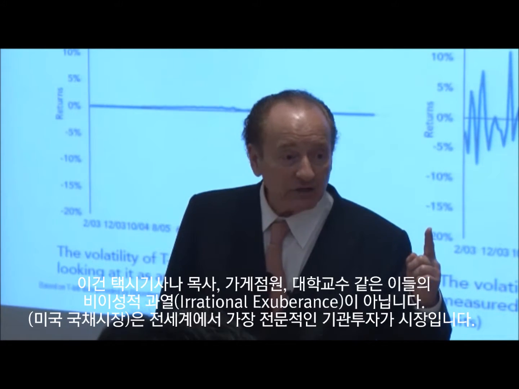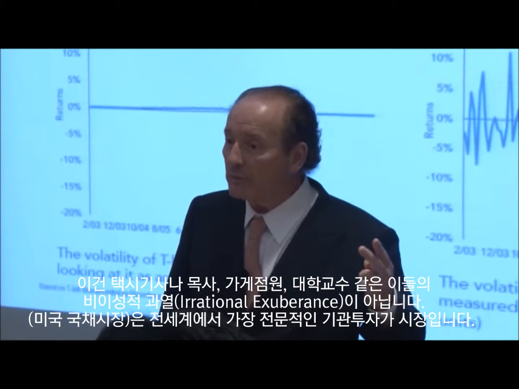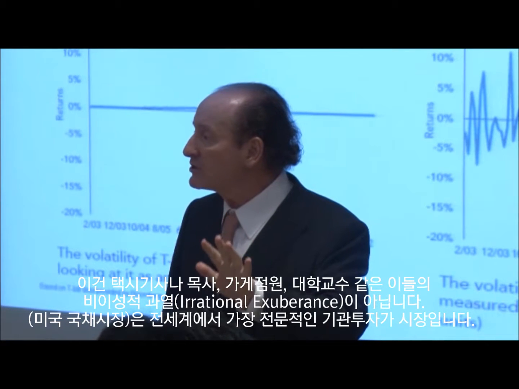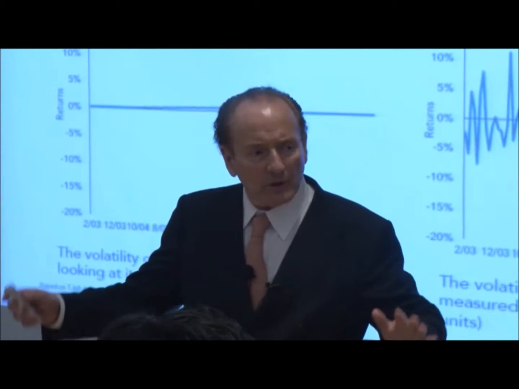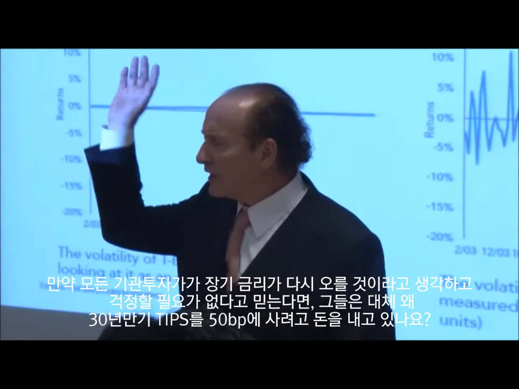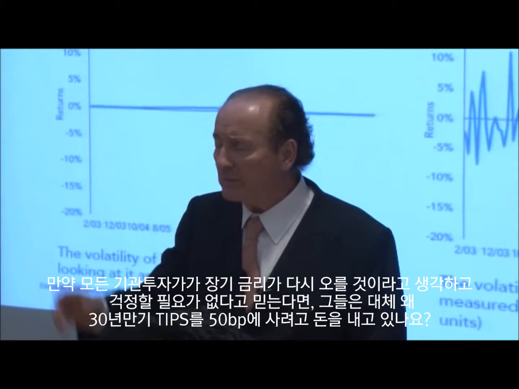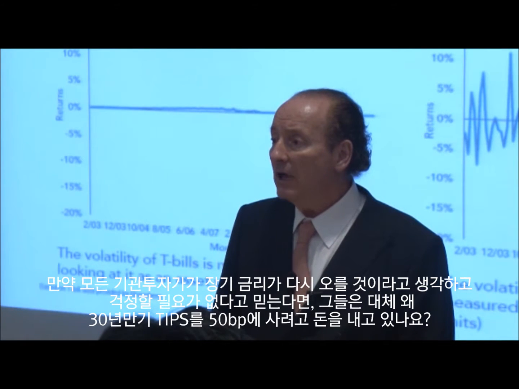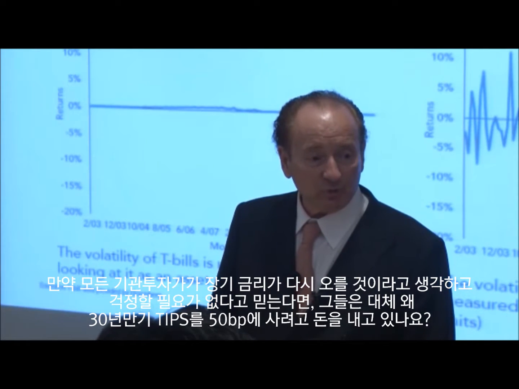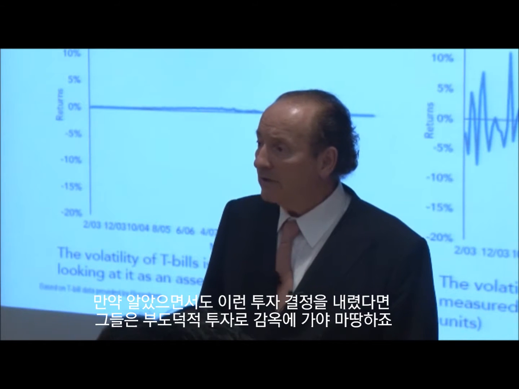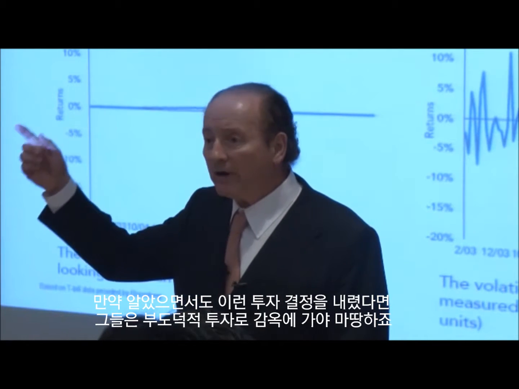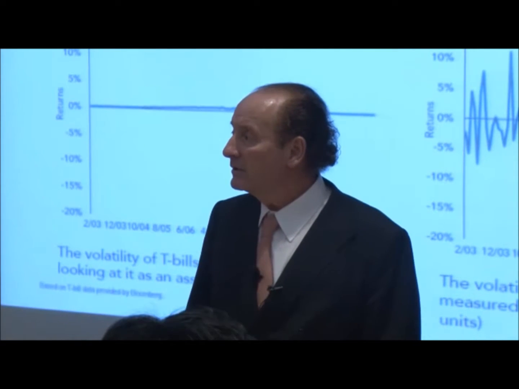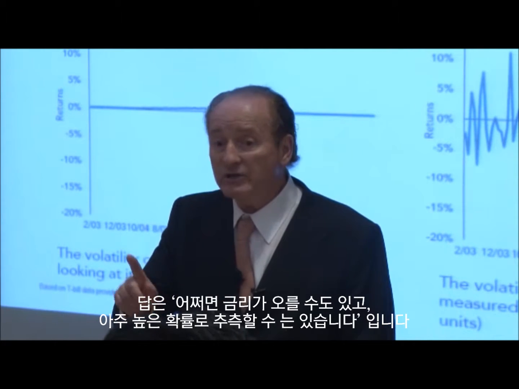This is not the irrational exuberance of taxi drivers, ribbon clerks, or college professors. This is one of the most professional investor markets in the world. If all the professionals understood that long rates are going back up, and not to worry about it, why were they putting out billions of dollars in 30-year money at 50 basis points? If everybody knew it was going to happen, we should fire them all, maybe throw them in jail for improper investing. The answer is maybe rates will go up.